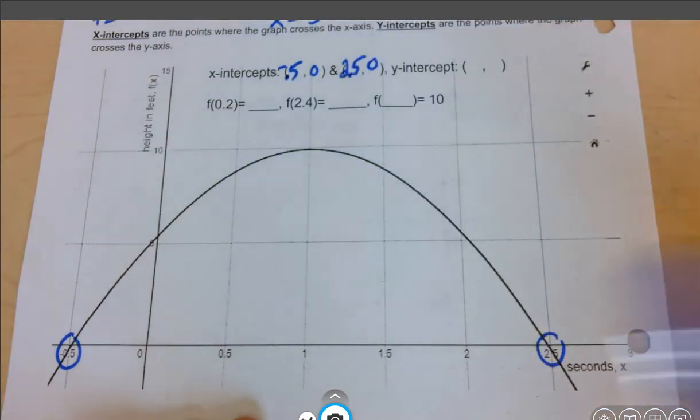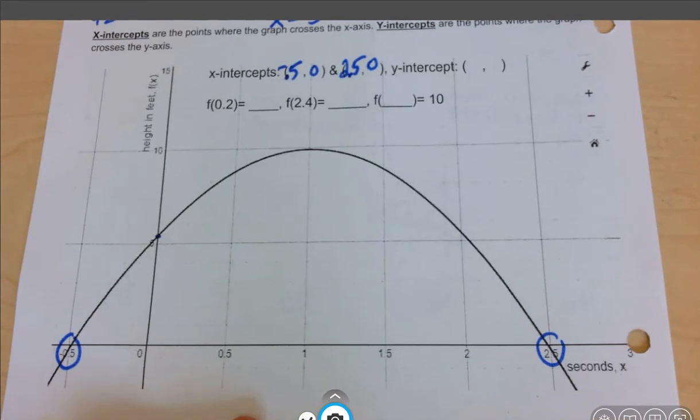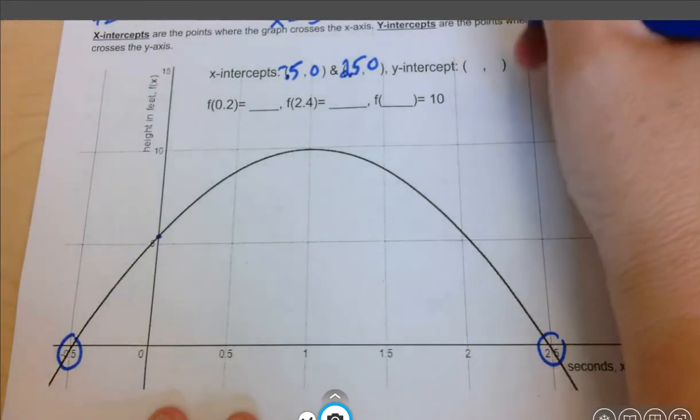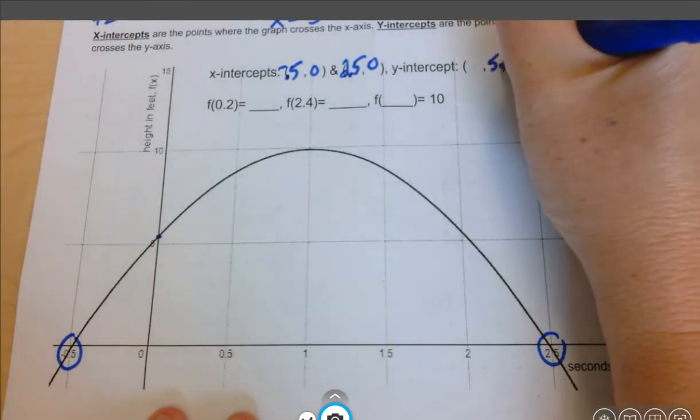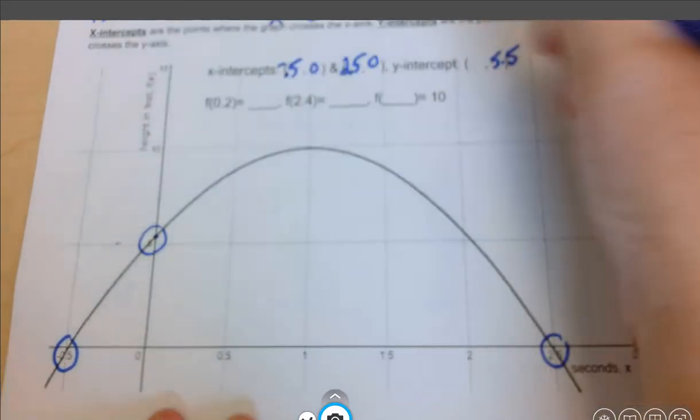Okay? Your y-intercept is where you cross the y-axis. We can see it's a little bit above 5, but we can't see exactly where, it is about 5.5. So this time the y is 5.5, and then your x value, left and right, your x value is 0.